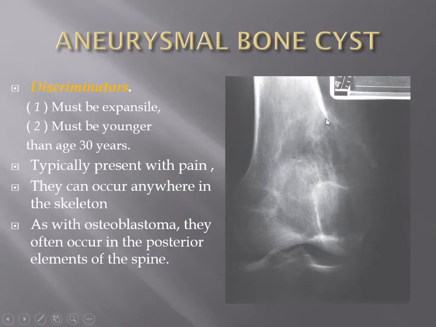Aneurysmal bone cyst. The discriminator is that it should be expansile and must be younger than the age of 30, and usually presents with pain when it is expansile, although it may be asymptomatic and you will not know about it. They can occur anywhere, and as we said before, when osteoblastoma is mentioned in the posterior element, aneurysmal bone cyst will be with it. Aneurysmal bone cyst can be primary, can be secondary.